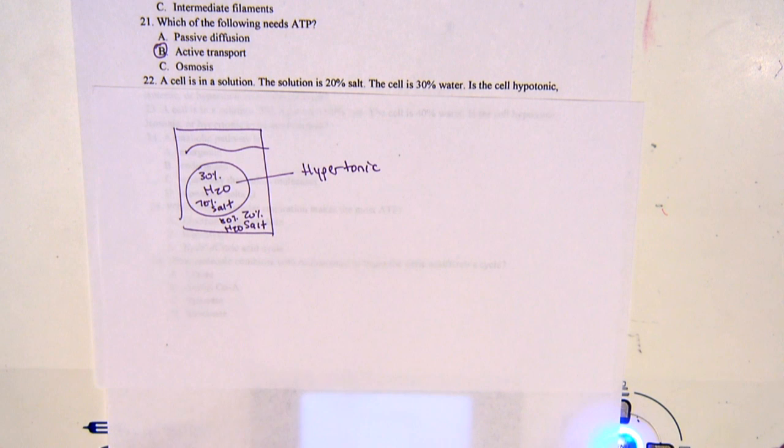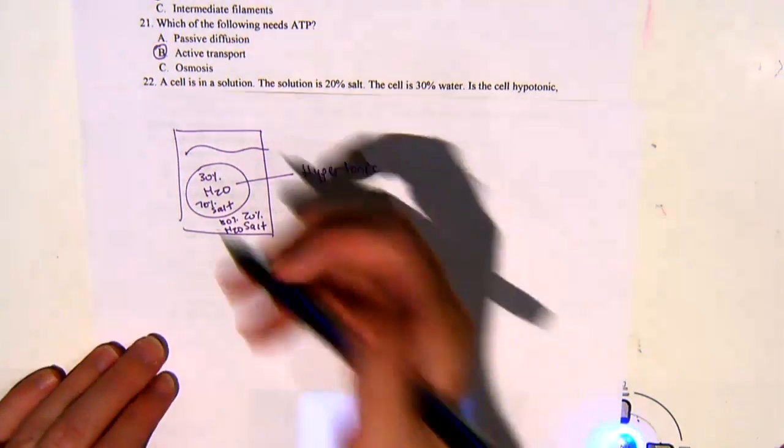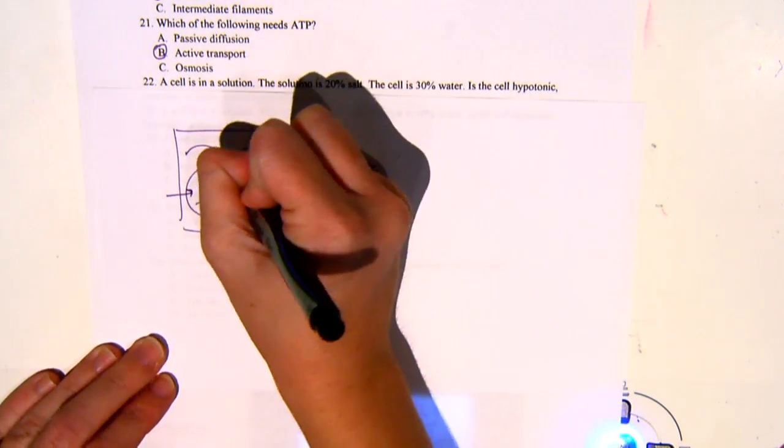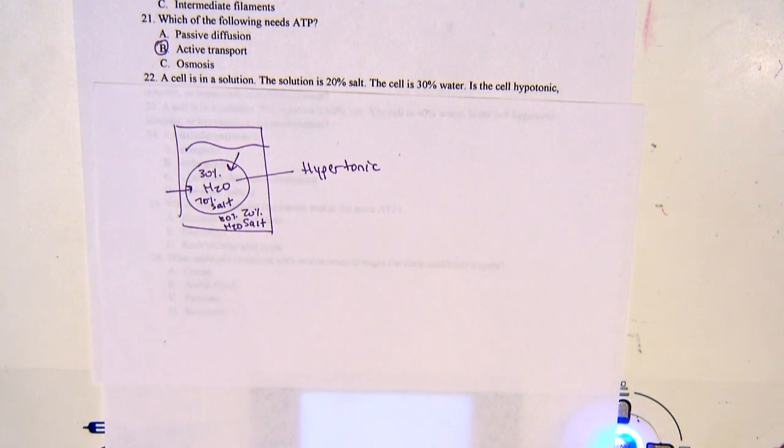So if we want to state where water would move after we figured this out, we know that water would go in because there is less water there than the outside. So water's going to move from outside in. Water always moves towards the hypertonic area. So if the cell is hypertonic, it's going to swell.